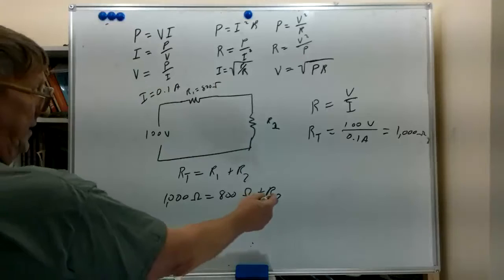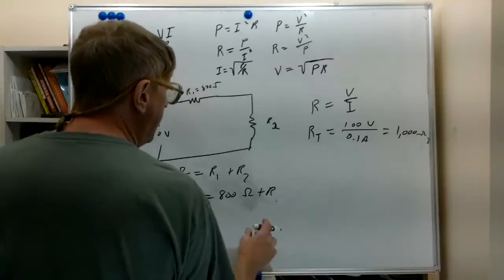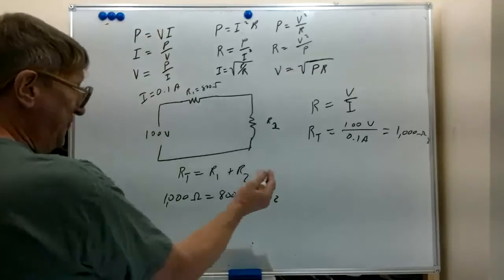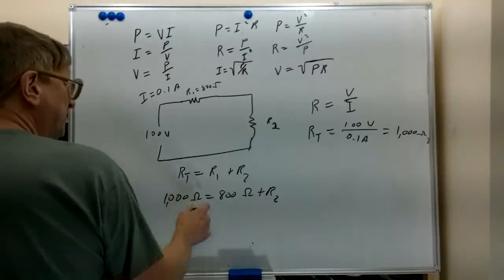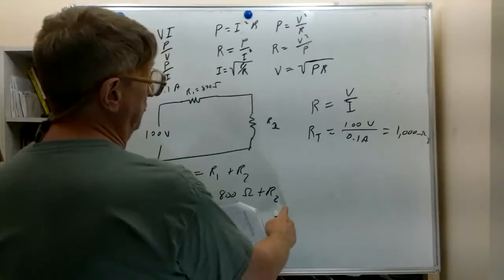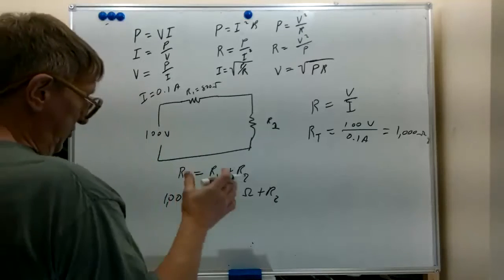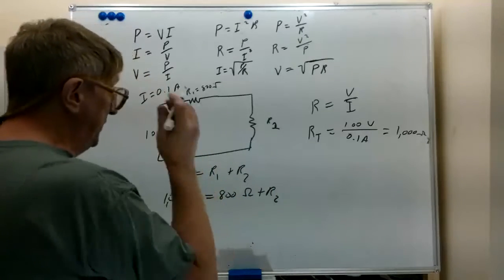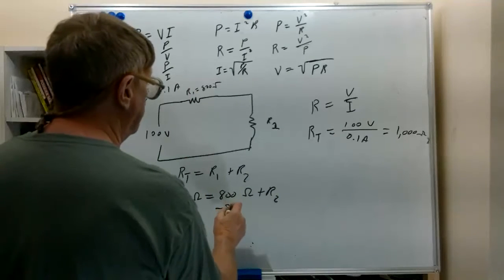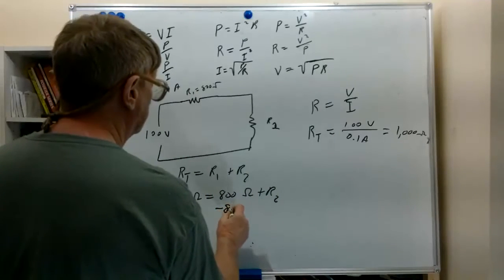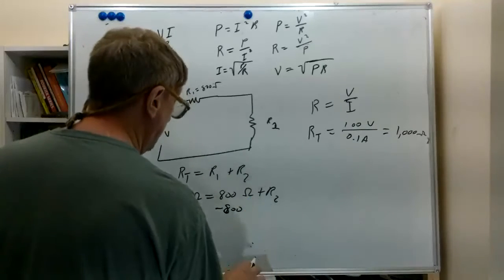Well, again, we have an equation. We have to find the value for R2 that makes this equation true. We know that 1,000 ohms has got to be equal to 800 ohms plus R2. So we want to get the R2 alone. So we want to get this 800 out of here. So let's subtract 800 ohms from this right side of this equation.